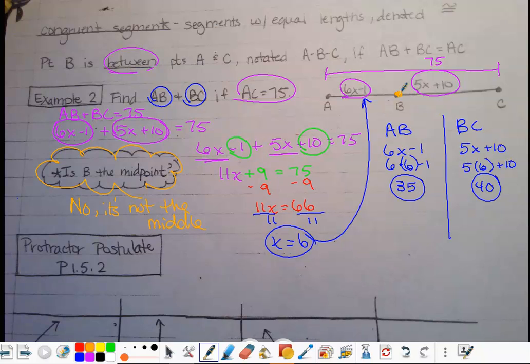So there's a lot of things like that. That's probably one of those things where you're like, well, duh, Mrs. Talbert. Or if I have A and B and I had C over here, I could have a J, right? J is between A and C. It's definitely not the midpoint either. We can see that. So we can have points that are between but are not the midpoints. Awesome. All right, let's go down to the protractor postulate.